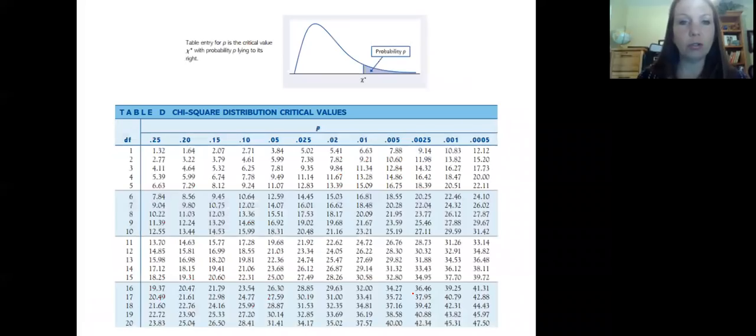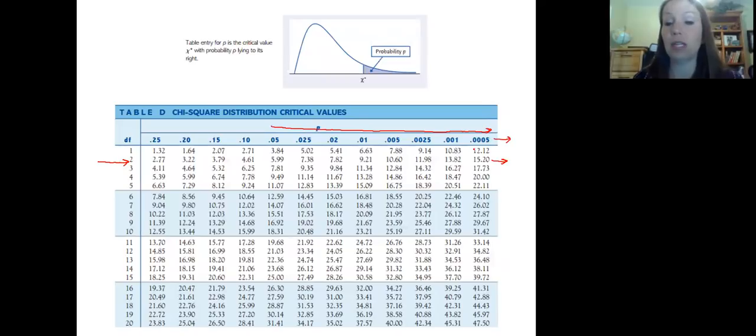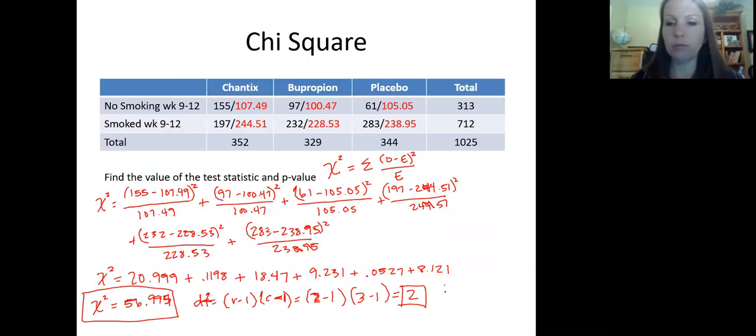So heading over to table D, I would look along the row for 2 degrees of freedom, and I'm looking to see where 56.995 would fall. And if you look clear down here, you can see that it's way, way, way off the table this way. And looking at this trend of p-values on my table, that just means that my p-value is going to be super duper itty bitty, like practically 0. So p-value is approximately 0.